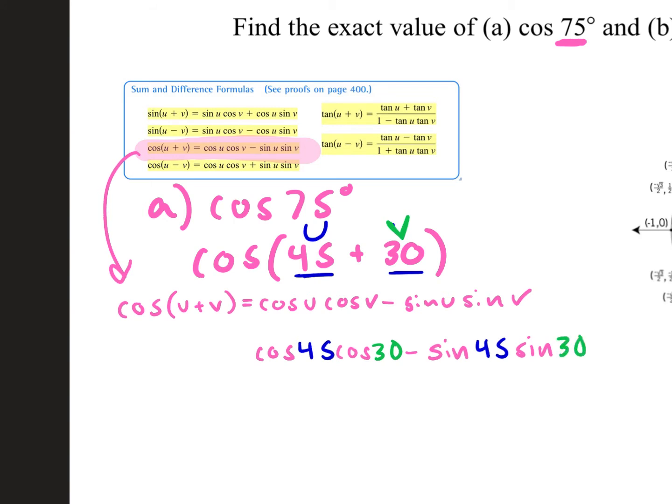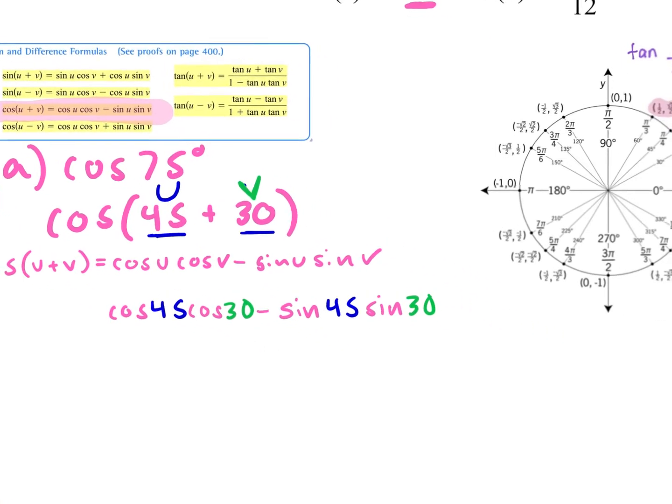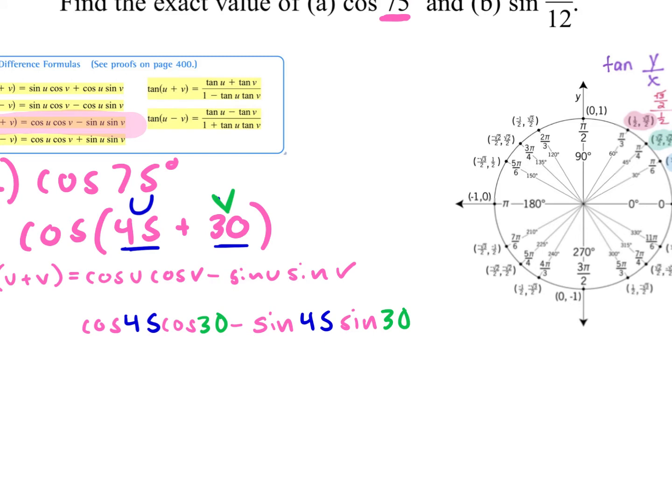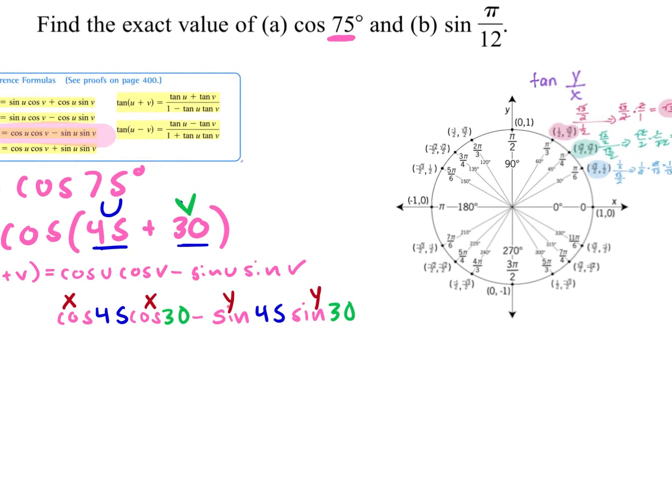Now 45 and 30 are on our unit circle, so we're just going to go to our unit circle to find these values. For cosine, am I looking at the x or the y on my unit circle? I'm looking at x. And for sine, that means I'm looking at y. So I'm going to go to 45 degrees, which is here, and the x value at 45 is square root 2 over 2.